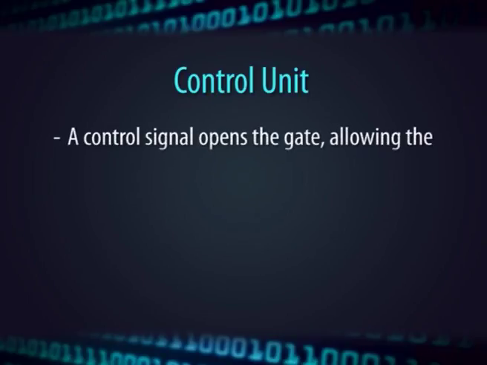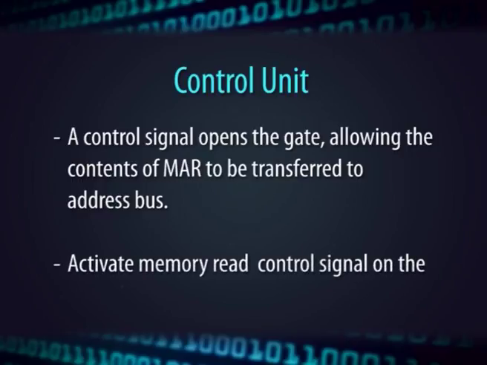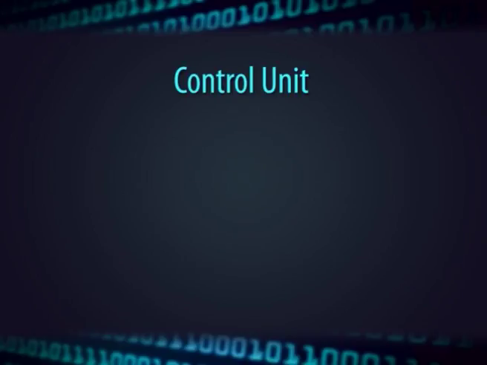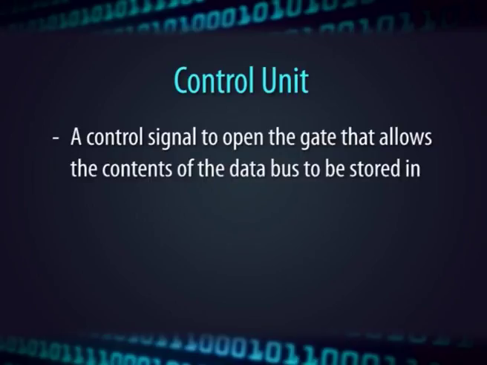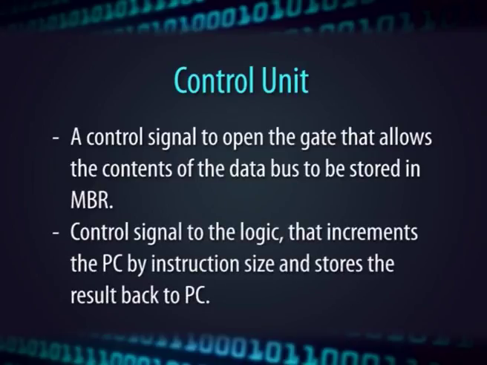First, the control signal opens the gate, allowing the contents of memory address register to be transferred to the address bus. Second, activate memory read control signal on the control bus. Third, the control signal to open the gate that allows the contents of the data bus to be stored in MBR. Fourth, control signal to the logic that increments the program counter by the instruction size and stores the result back to the program counter. The fetch operand cycle works similar.